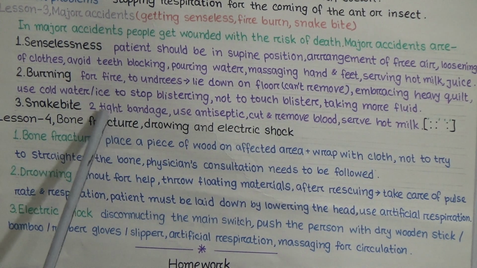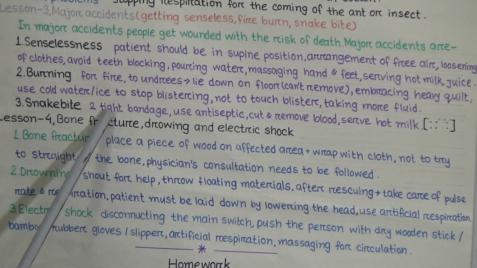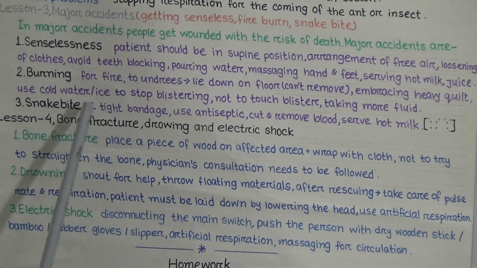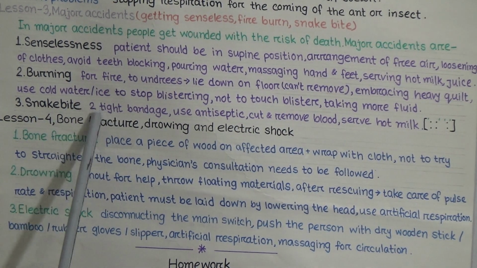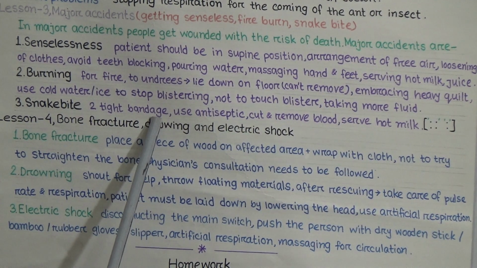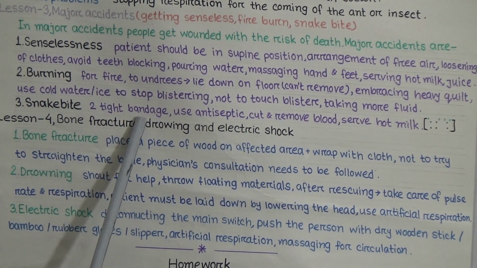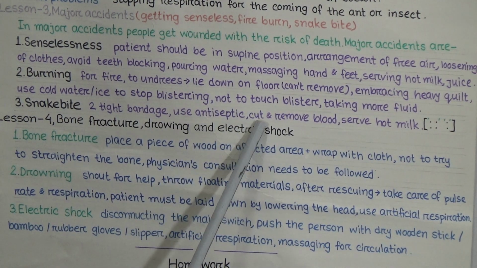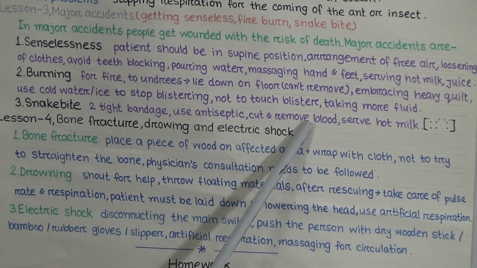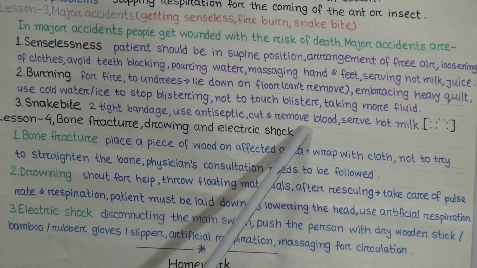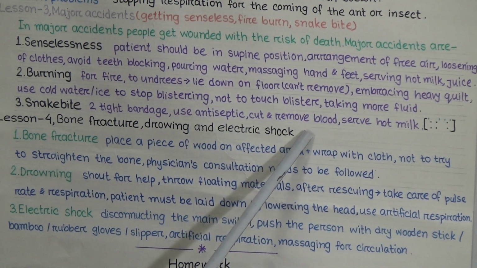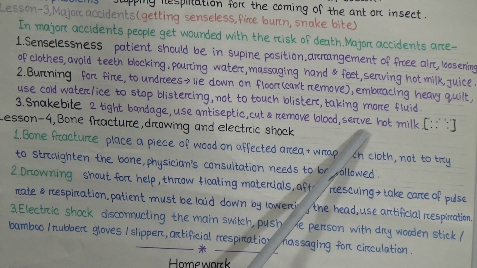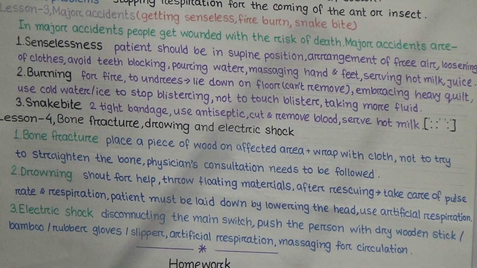So if you find any sign of a snake bite on any person's body, first we have to apply a tight bandage on the patient's body. Then we have to use antiseptic, and we have to cut and remove blood from the affected area, from the parts of the body where the snake bit. And after recovery, we have to serve the patient hot milk.